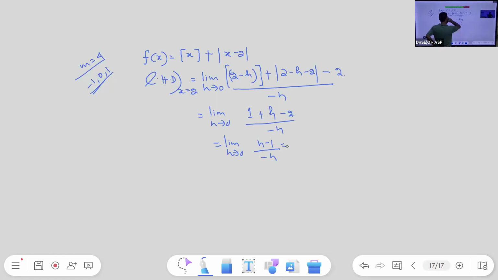So this value approaches negative infinity. If this value approaches infinity, then LSD doesn't exist. If LSD doesn't exist, the function is non-differentiable at minus 1, 0, 1, 2. Hence m plus n is equal to 8.